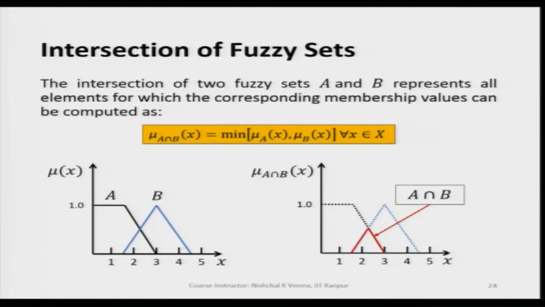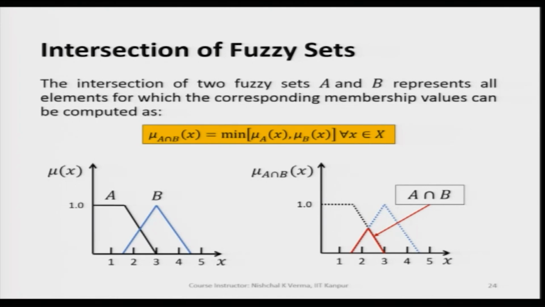Now, let us understand the intersection of fuzzy sets. The intersection of two fuzzy sets A and B represents all the elements for which the corresponding membership values can be computed as mu A intersection B of x, which will be equal to the minimum of mu A of x and mu B of x, for every x belonging to the universe of discourse.